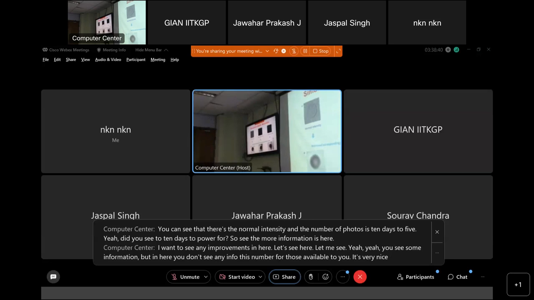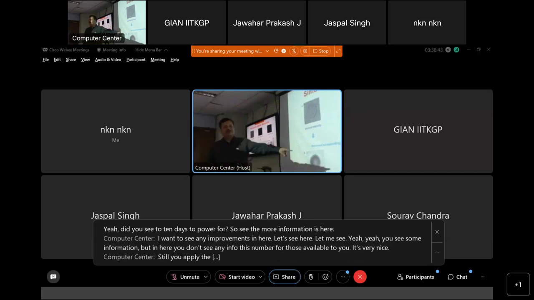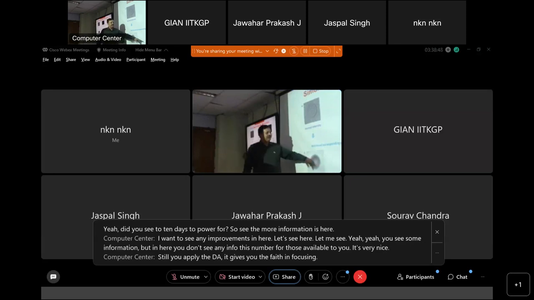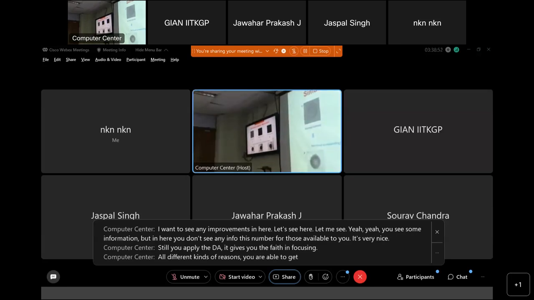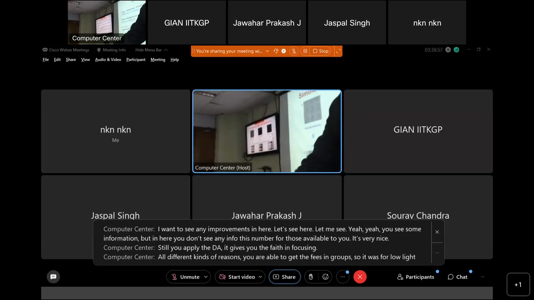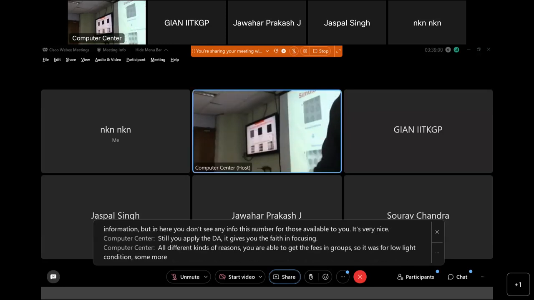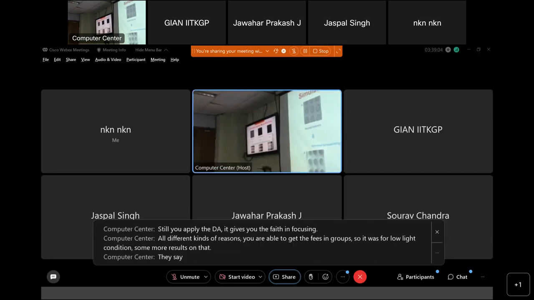Still, you apply the TIE, it gives you the phase information. With all the different conditions, you are able to get the phase information. So it was for low light condition. Some more results on that. This is a lenslet array, and still no light information, but still we can recover the phase. These were the contributions on this one.